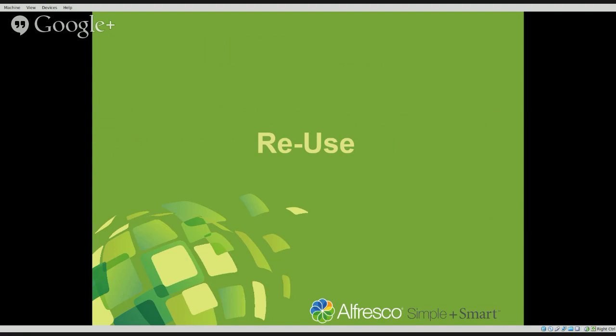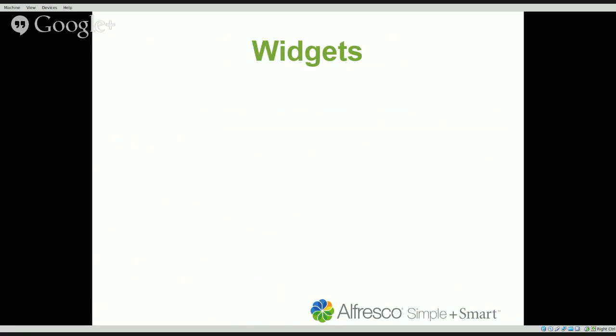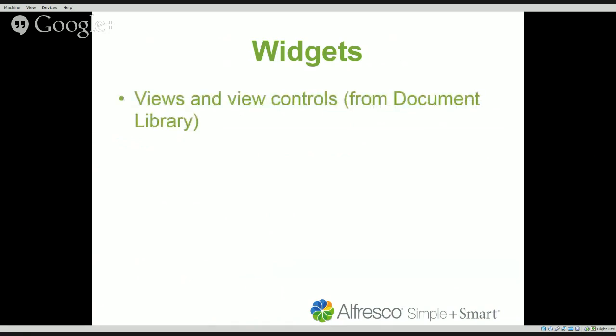Again, the other thing I mentioned about the framework is we want to be able to reuse lots of things. So here are some of the things we want to reuse. We want to use widgets. So in the search page, we've reused views and view controls that we'd already written for the document library, and form control stuff, which isn't actually in any proper pages yet, but you may have seen in the page creator and other examples. We're reusing those.